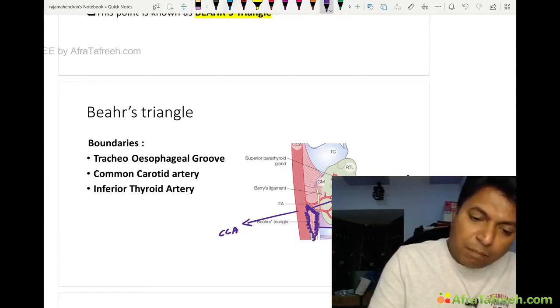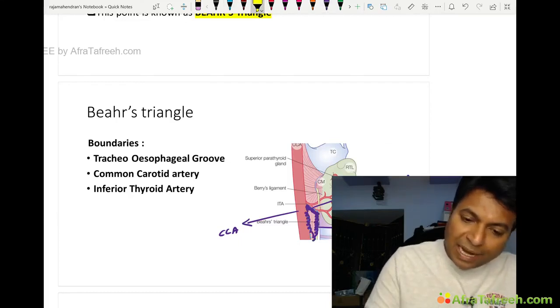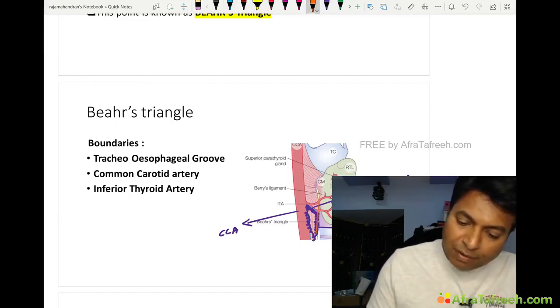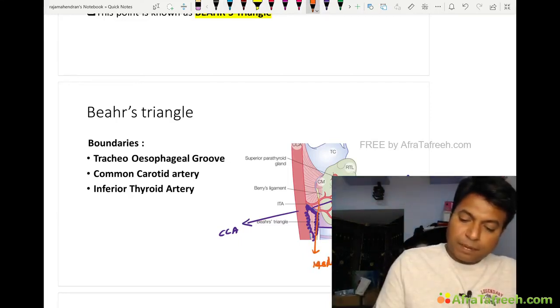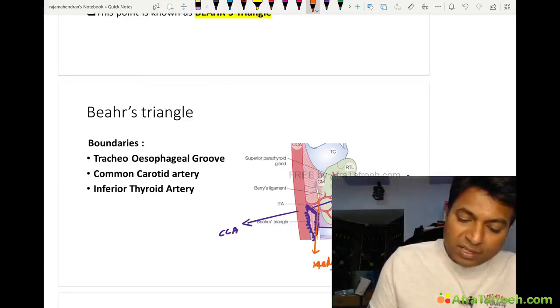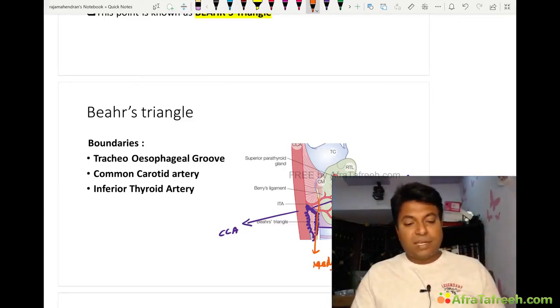In this, you can see the nerve running on the lateral border, sorry, on the medial border. So on the medial border the nerve lies. That is the most common site of injury of the recurrent laryngeal nerve.